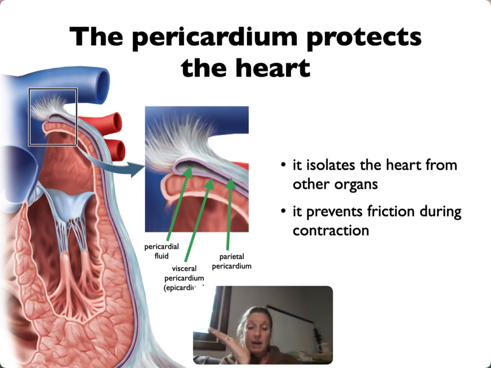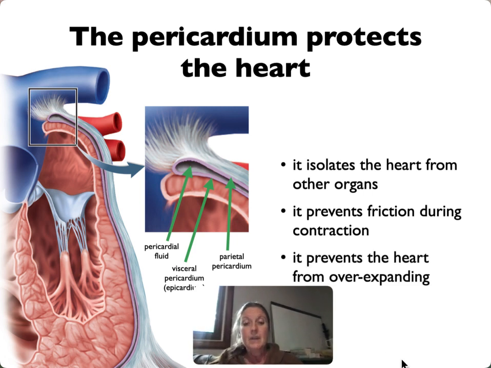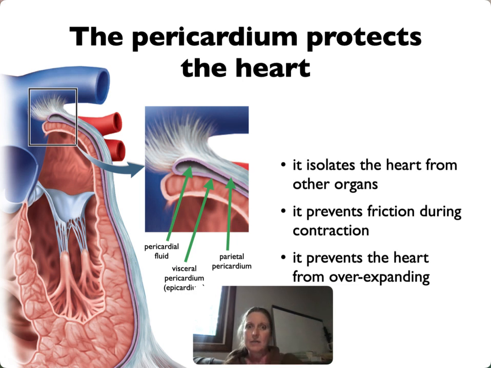If one of my hands is the visceral layer and the other is the parietal layer and there's fluid in between, then as the heart moves or the lungs move in breathing, those 2 layers can move past each other because of the fluid in between them. Finally, the pericardium prevents the heart from overexpanding. If you look closely here, you can see that outside of the parietal pericardium is a fibrous layer, which is quite rigid. So in the case that the heart receives too much blood or has difficulty getting the blood out, the pericardium prevents the heart from stretching to the point where it might rupture.